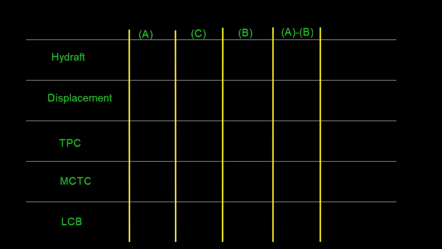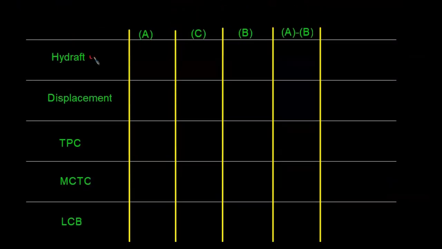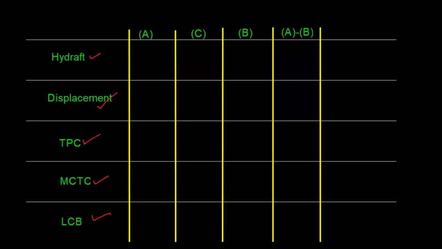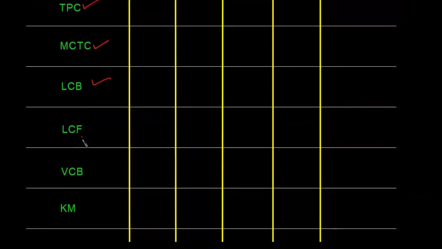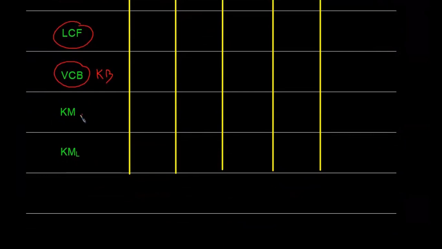So this is the kind of template I had created. First is hydrostatic draft, second is displacement, then the TPCI, actually TPC, then this is MCTC, next is LCB, this LCF, that is actually KB, vertical center of buoyancy, VCB or KB, then KM transverse, actually you can write T also, and KML.